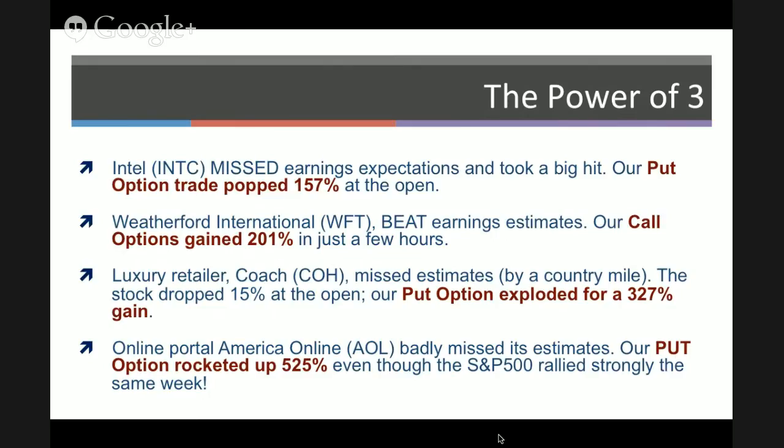Here are some examples of trades that we've made over the last several months. A put option that we had on Intel when they missed earnings jumped over 150%. A company called Weatherford International beat their earnings estimate, and a call option gained 200%, and that was just in a few hours. Luxury retailer Coach missed their estimates by the fabled country mile, and that put option was worth over 327% in gains after execution. And finally, one of our biggest wins in the past 2 quarters, America Online. We had a put option on that one, and they missed their estimates badly, as we expected, and the put option jumped 525%.